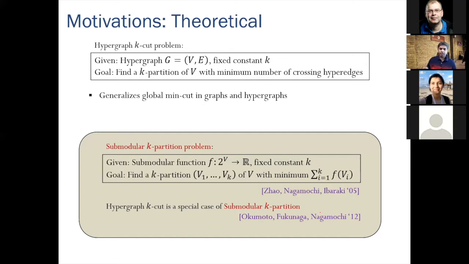I would like to take a couple of minutes showing this reduction. Why is hypergraph K-cut a special case of submodular K-partition? Most of you may be familiar with the fact that the hypergraph cut function is submodular. So it is tempting to use the hypergraph cut function as the submodular function in the reduction. And maybe wonder, maybe the reduction is immediate. But if you use the hypergraph cut function as the submodular function, then the submodular K-partition objective tends to overcount the number of crossing hyperedges.